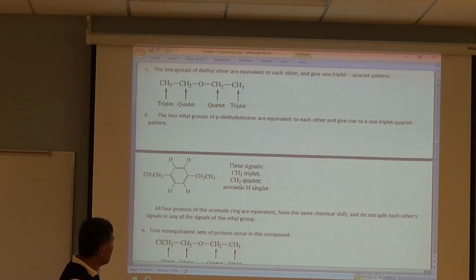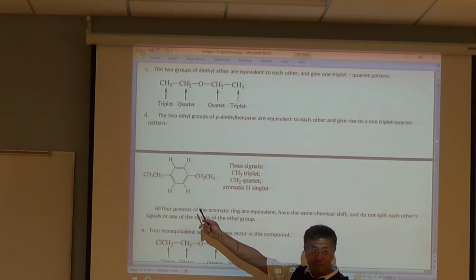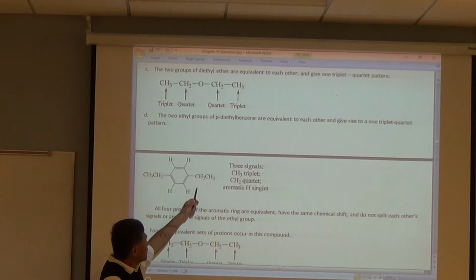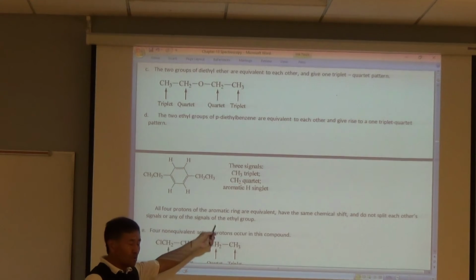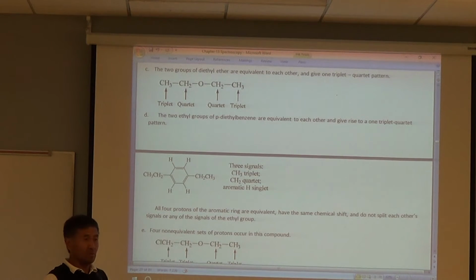Right. Now you don't have to do that. So you have these 2 H on the benzene, and this H will produce the triplet and quartet pattern, and this H will produce that triplet and quartet pattern. These 2 H are equivalent, right?